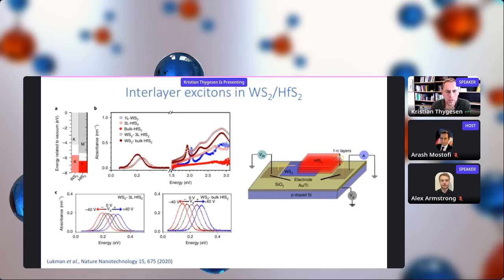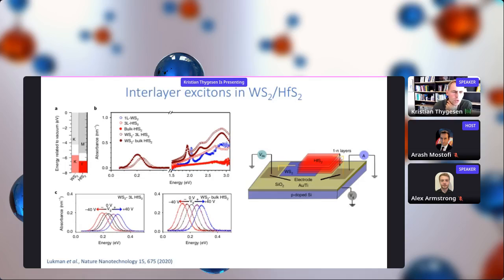So let me show you a recent demonstration of an infrared photodetector that was made at the National University of Singapore. This photodetector consists of a heterostructure of monolayer tungsten disulfide and hafnium disulfide. Shining light on this will generate a photocurrent that can then be measured, and that's the way the photodetector works. What you can see here is the absorption of this device.